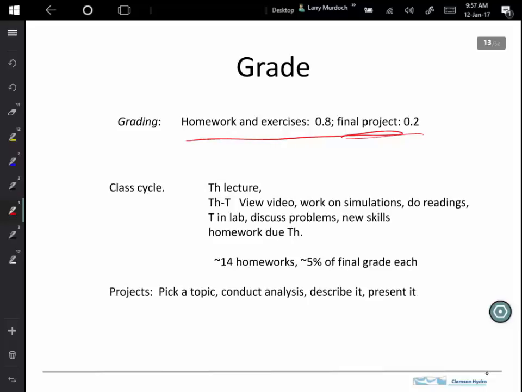I guess one aspect is that there aren't any tests. So I don't know, maybe that's good. But I guess one aspect of that is, because there are no tests and it's all based on this homework, if you work it out, each homework is about 5% of the grade. So if you don't do a couple of the homeworks, you can get into some trouble pretty quickly. So hopefully that's not going to be an issue.